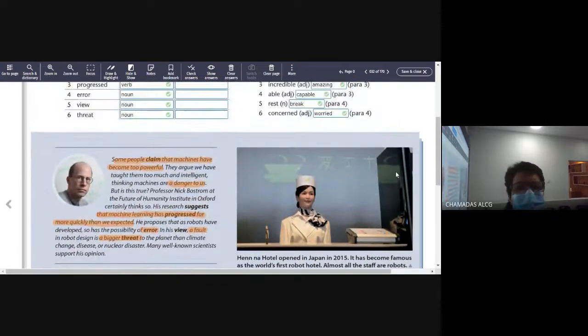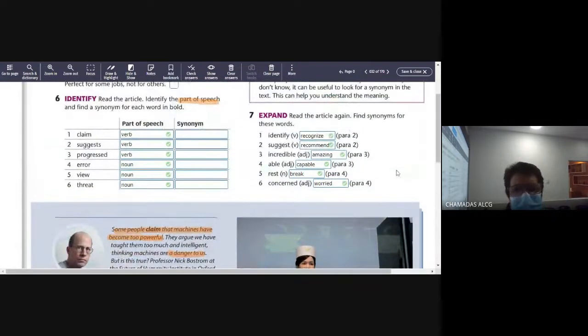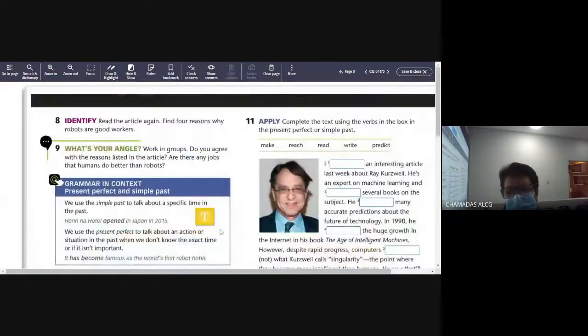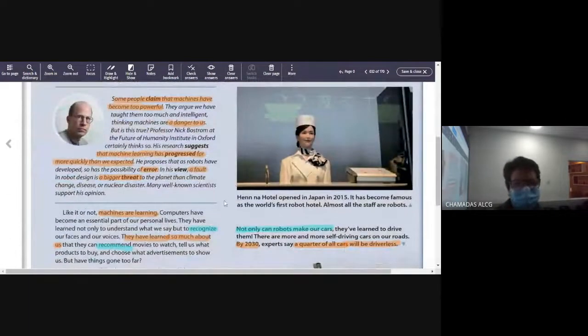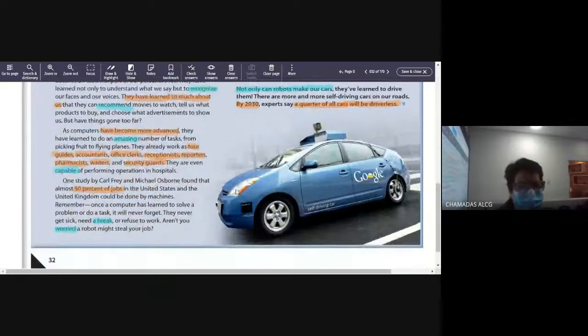And when we write, we should always use synonyms to avoid repetition, okay? Now, just to finish, we're almost finishing. Find 4 reasons why robots are good workers. So here in the article. Yes, that's a good reason.